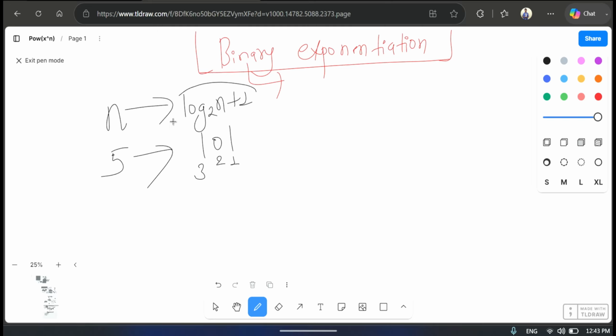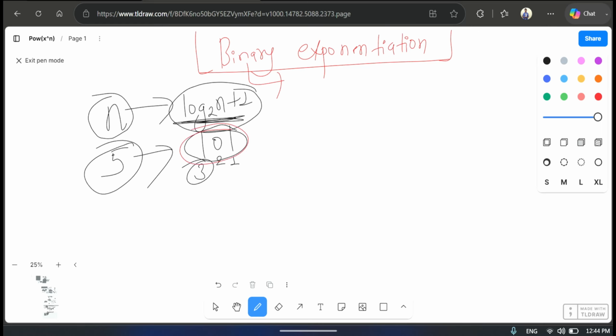So if you apply this formula to any decimal number, you will get exactly log base 2 of n plus 1 digits, which in the case of 5 is 3. It has 3 digits in 101. Let me make it clear here.